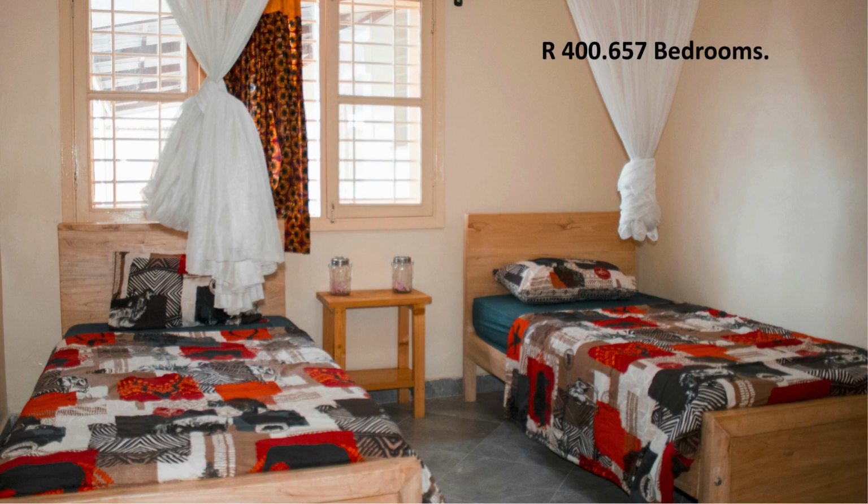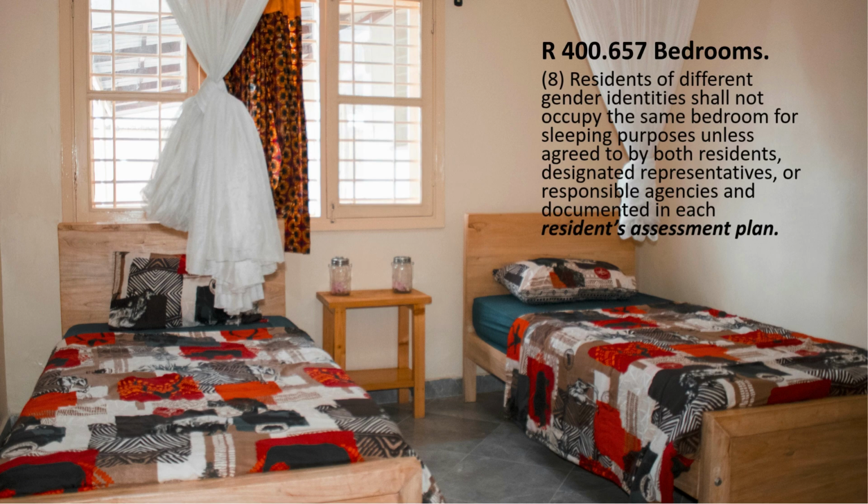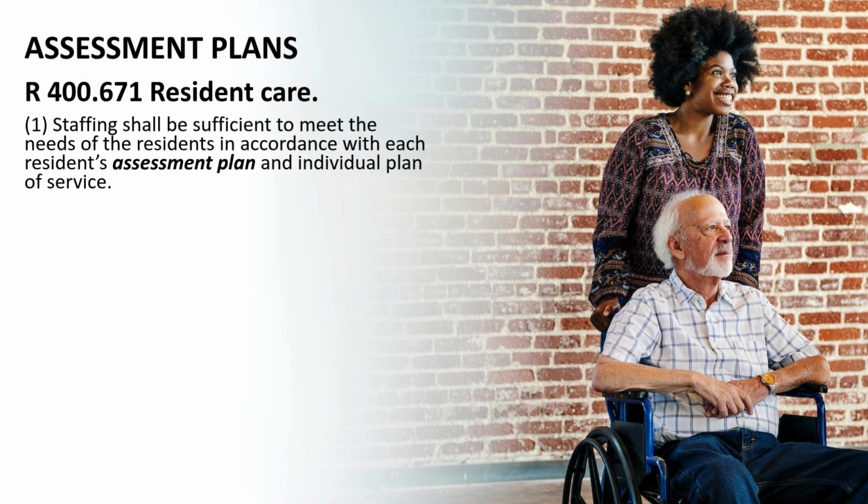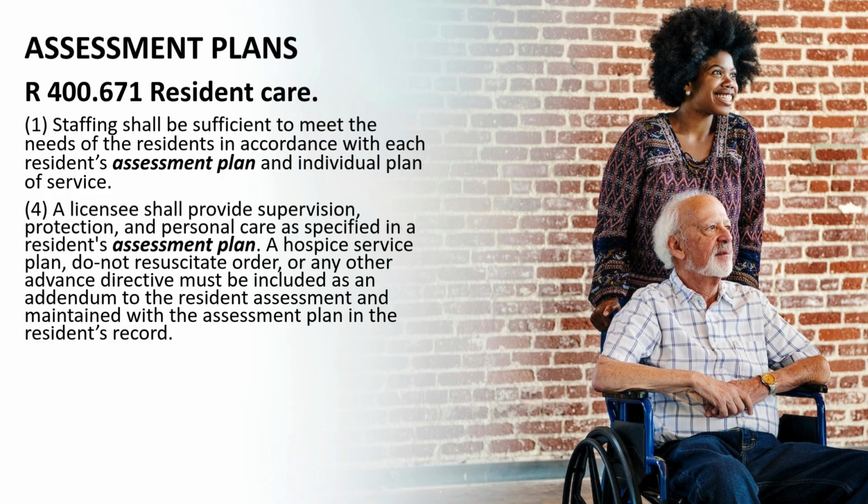Let's take a look at a few adult foster care licensing rules that include the Resident Assessment Plan and Healthcare Appraisal. Residents of different gender identities shall not occupy the same bedroom for sleeping purposes unless agreed to by both residents, designated representatives, or responsible agencies and documented in each resident's assessment plan. Staffing shall be sufficient to meet the needs of the residents in accordance with each resident's assessment plan and individual plan of service. A licensee shall provide supervision, protection, and personal care as specified in a resident's assessment plan.